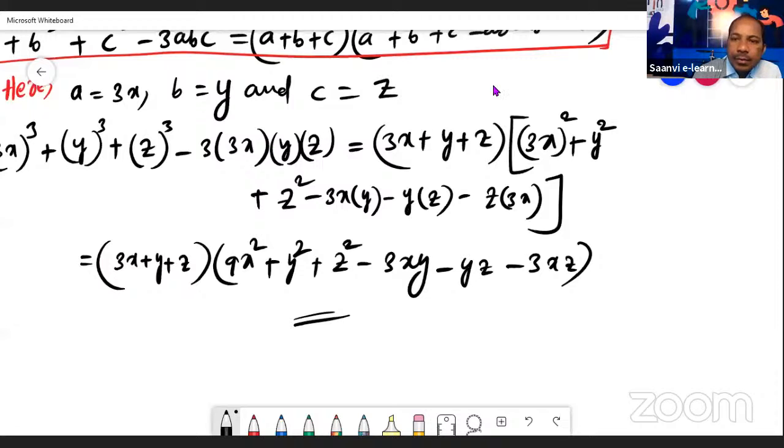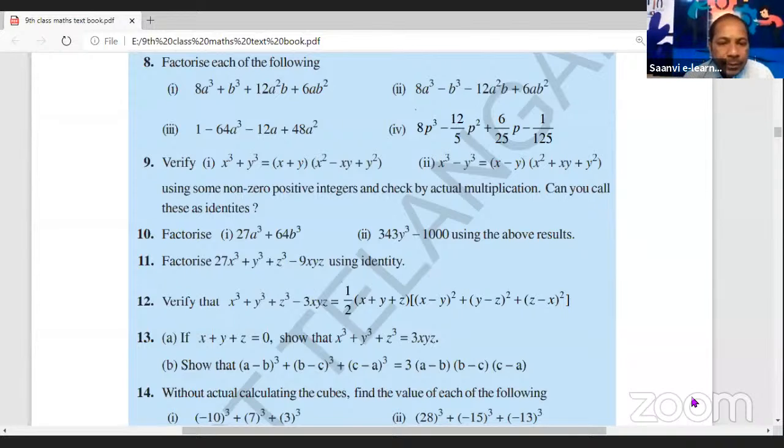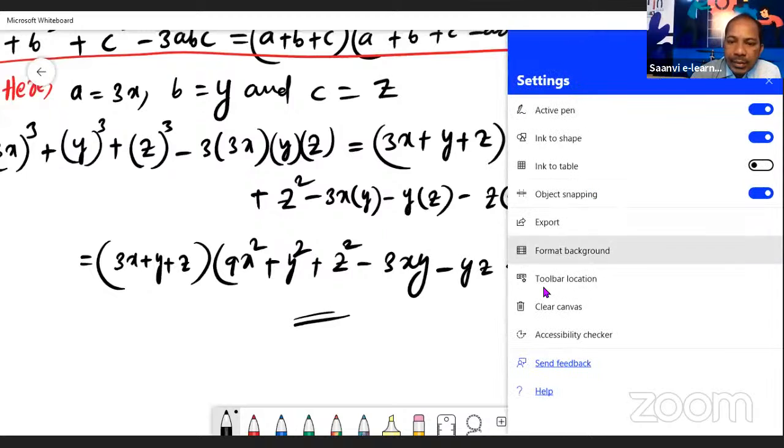Now, in the same way, now see the next problem. See here, the next problem is given, 12th problem. Verify that x cube plus y cube plus z cube minus 3xyz is equal to 1 by 2 into (x plus y plus z) into ((x minus y) whole square plus (y minus z) whole square plus (z minus x) whole square). Okay. So this is the given problem. So let us verify whether it is correct or wrong. So all of you listen carefully.